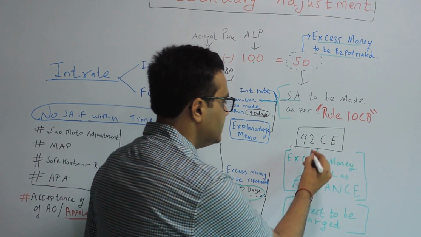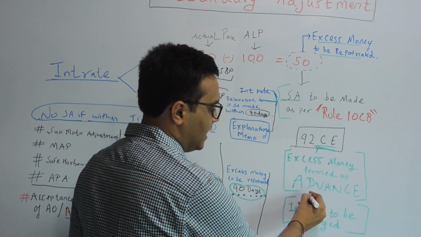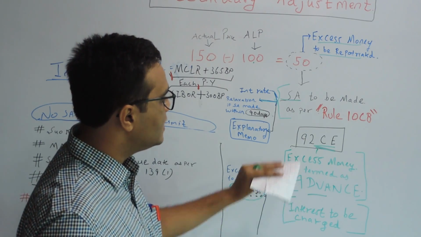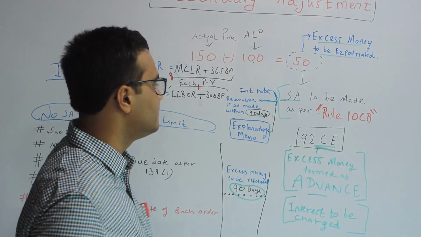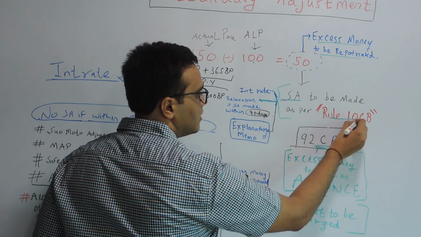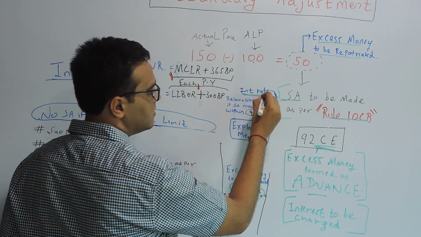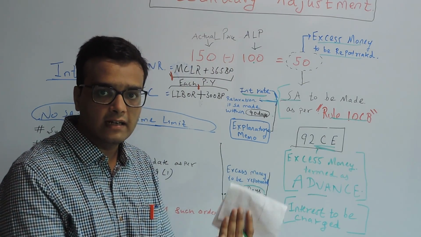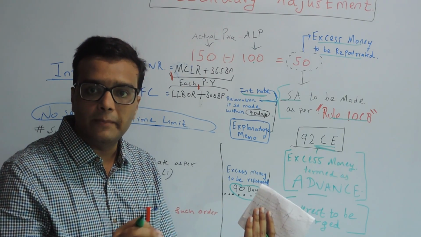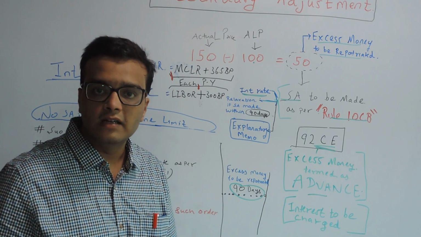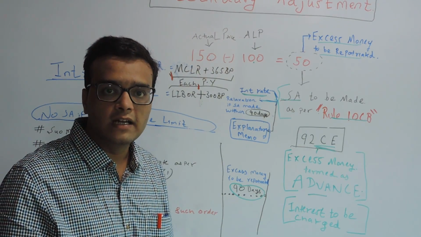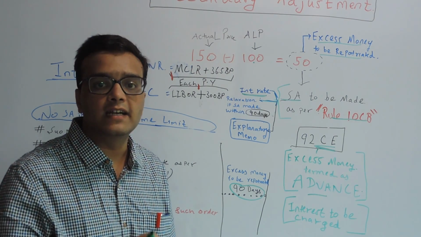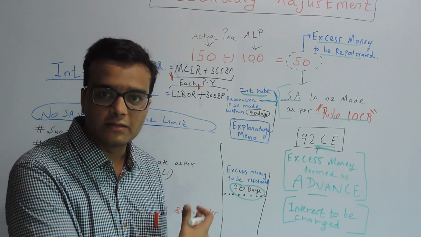Section 92CE says the excess money is to be termed as an advance, interest is to be charged on such excess money, and the nitty-gritties are as per Rule 10CB. Rule 10CB highlights the interest rates and the relaxation if repatriation is made within 90 days. As I told you, if the repatriation is made within 90 days of this specific date, then no interest will be charged. If it is not made, then interest will be charged as per the following. What should be the rate of interest and from which date the interest should be charged is all explained in the rule.